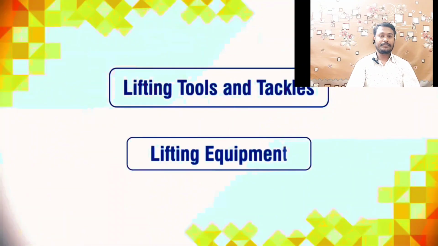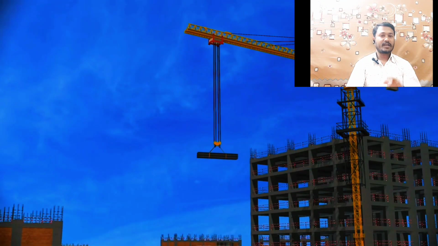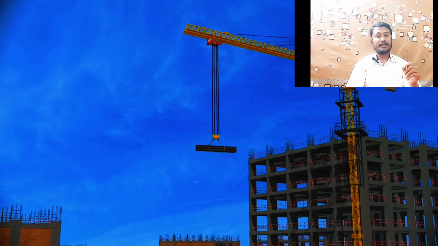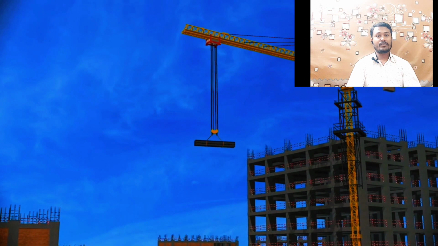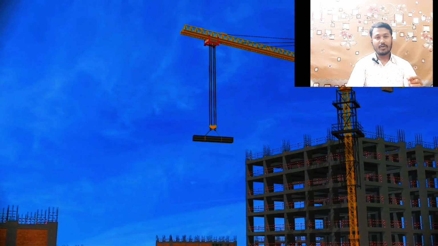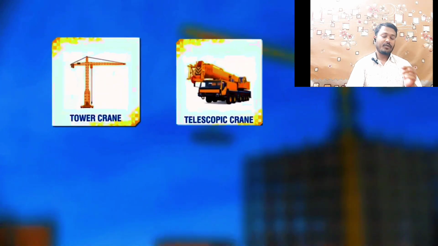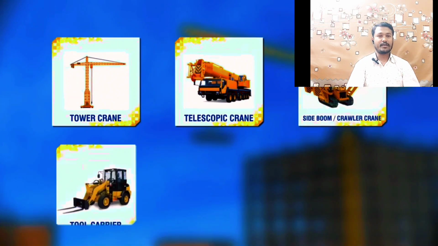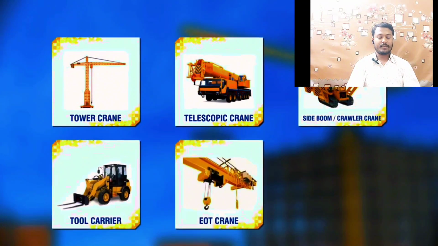Lifting equipment. Lifting equipment are used for lifting load or material and moving it from one place to another with the help of lifting tools and tackles. For example, tower crane, telescopic crane, side boom, crawler crane, tool carrier, EOT crane, and forklift.